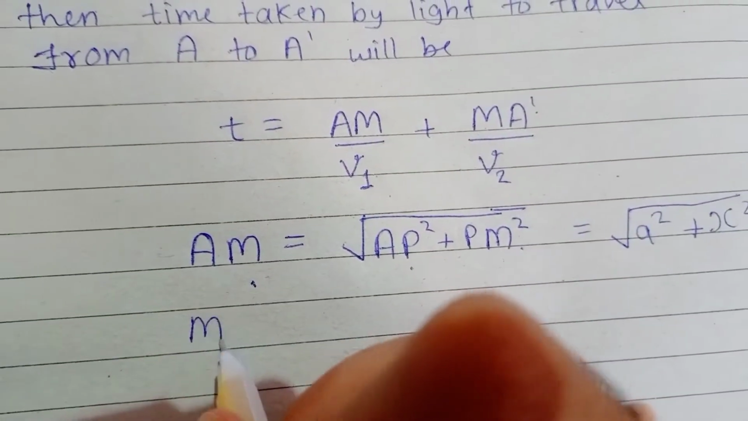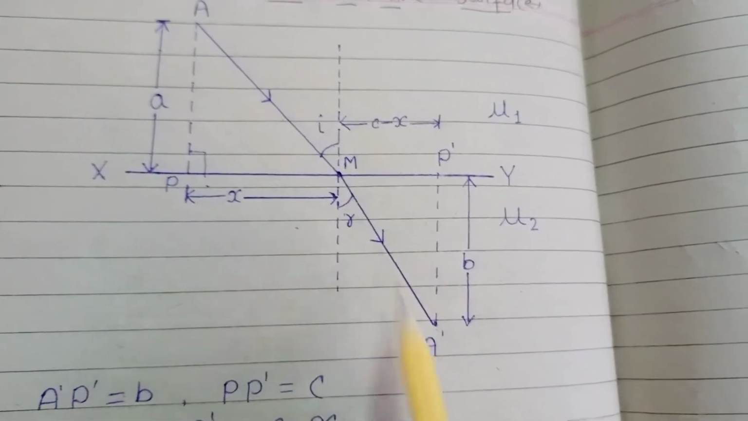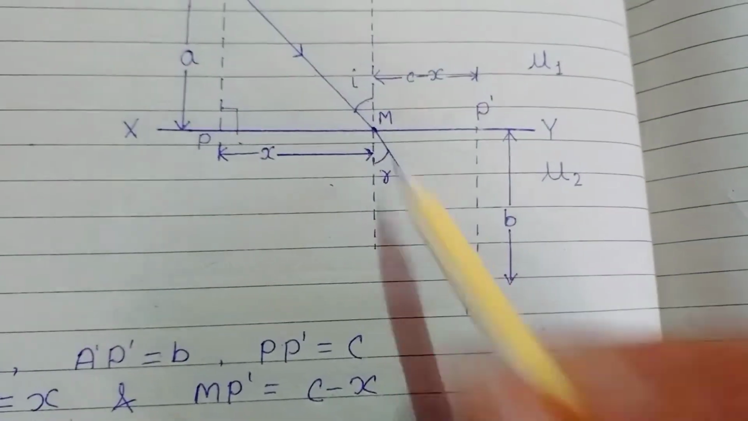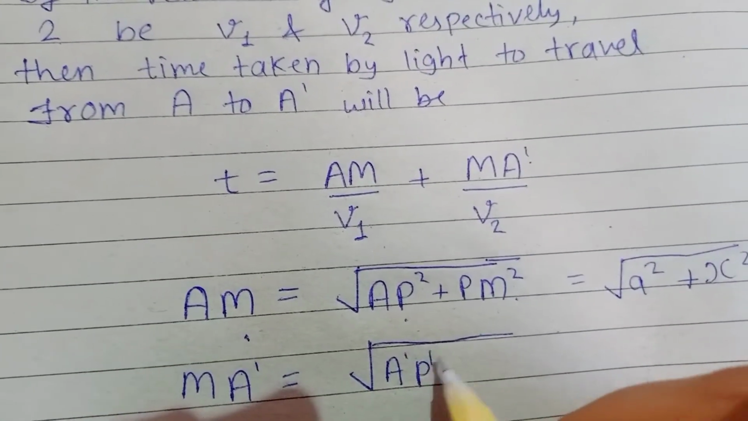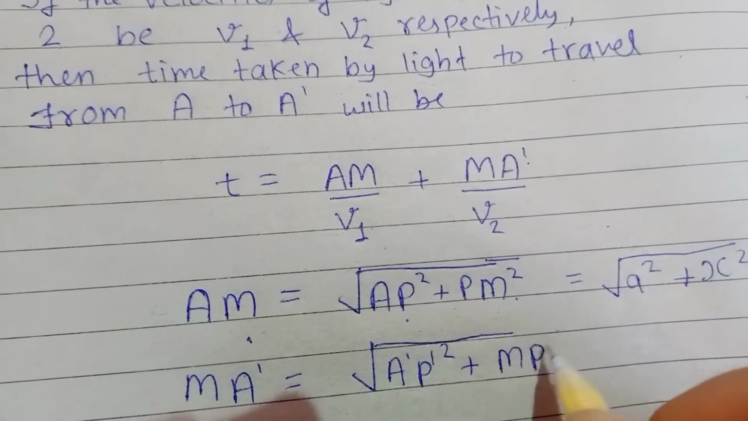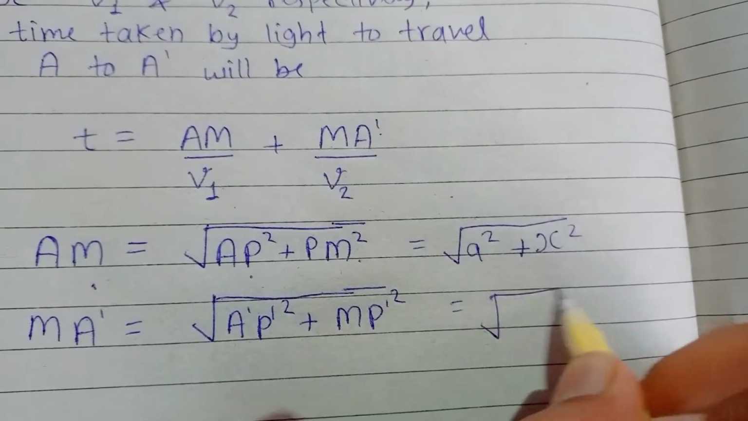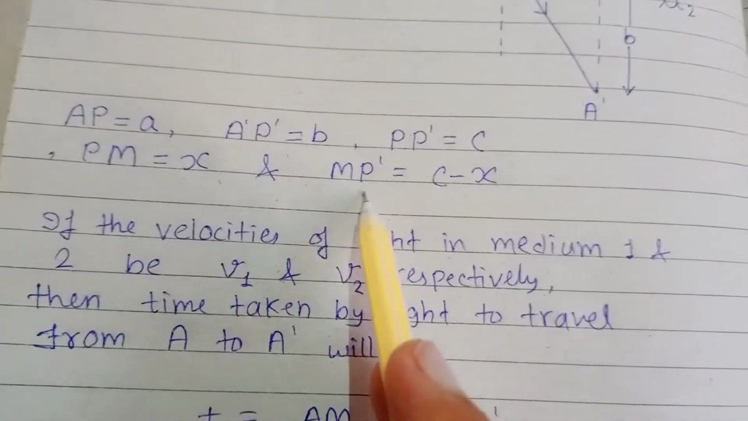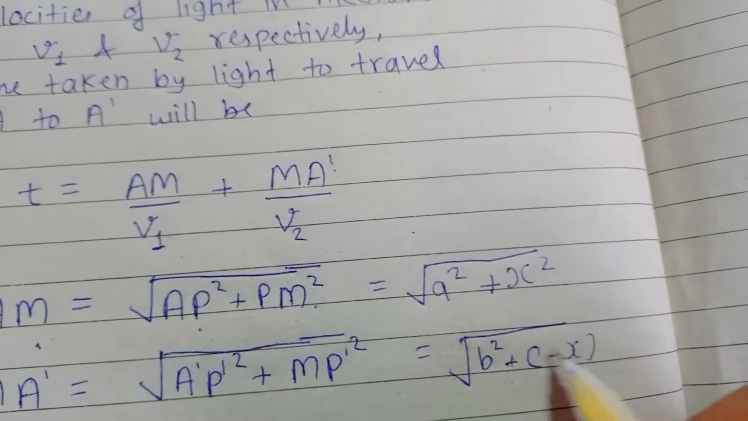Now similarly for MA dash, we will apply the Pythagoras theorem in another triangle. In this triangle you can see MA dash, and we will find its value. MA dash is the hypotenuse here. So you can write MA dash is equal to under root A dash P dash square plus MP dash square. Now we put the value of A dash P dash, which is b square, and the value of MP dash is c minus x, so (c minus x) whole square.